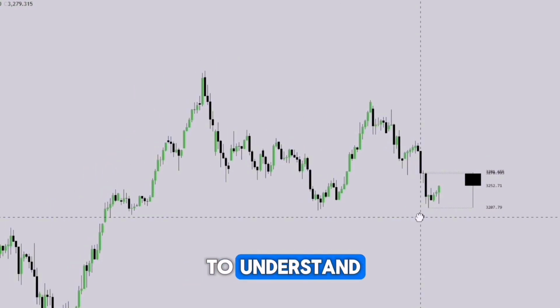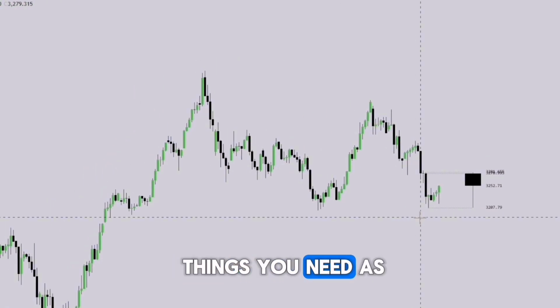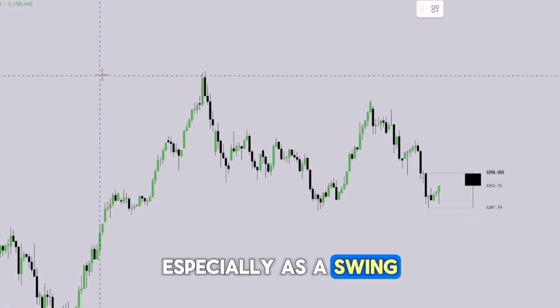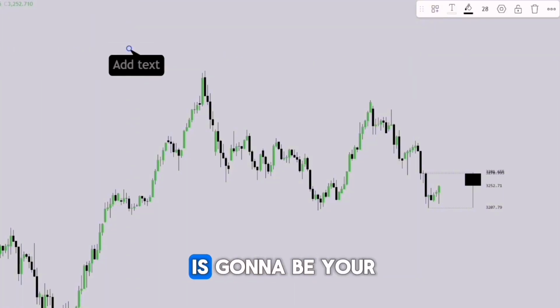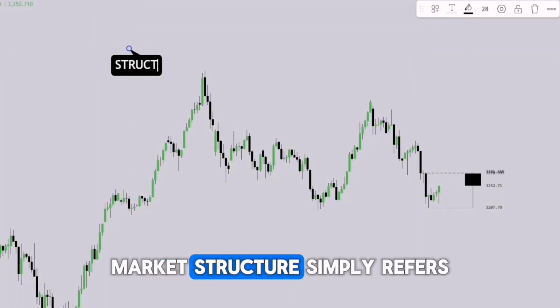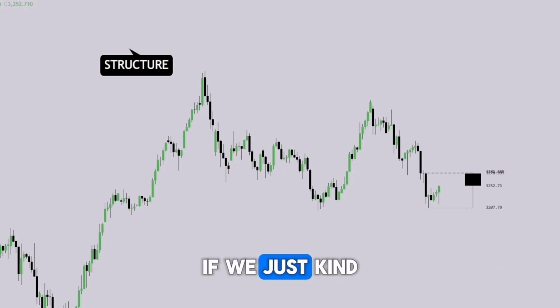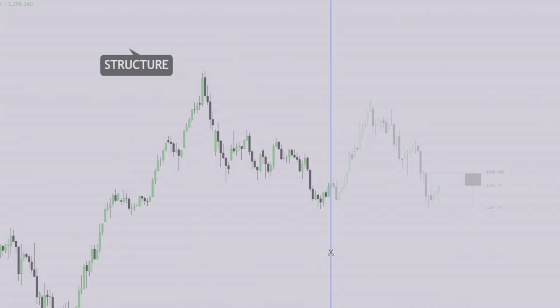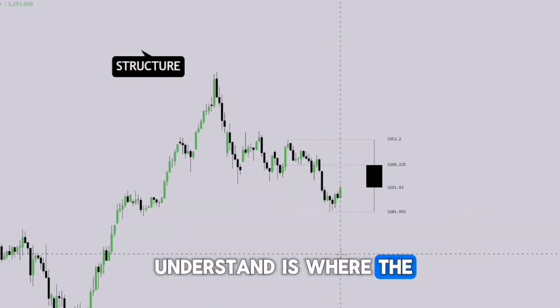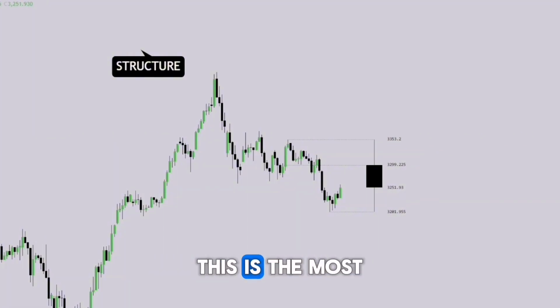So the first thing to understand is that there's four things you need as a market trader, especially as a swing trader. The first of those is going to be your market structure. Market structure simply refers to highs and lows. So if we replay price back a little bit, what you need to understand is where the market actually breaks structure. This is the most important thing.